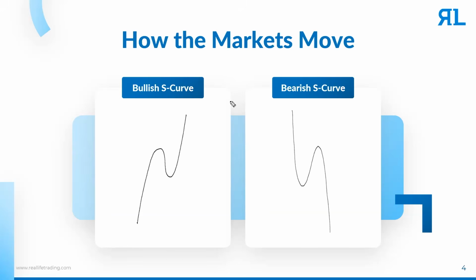All right. What is a bear S curve? It's the exact same thing, except repeating back down. Okay. That's what this is. So when I say a bull S curve, it's something that looks like this. When I say a bear S curve, it's something that looks like that. Good stuff. Let's jump on to the next one.